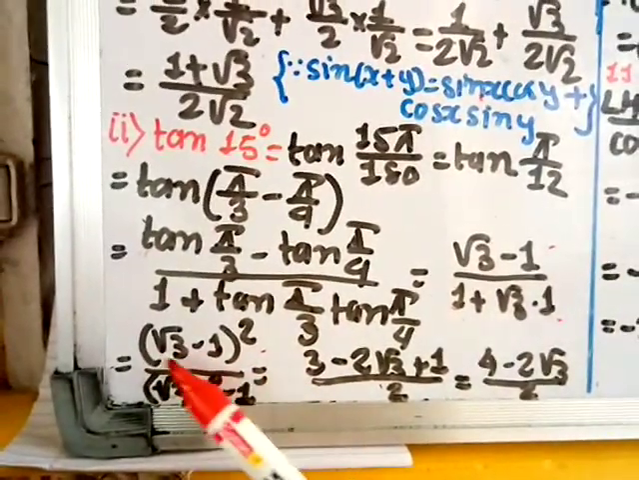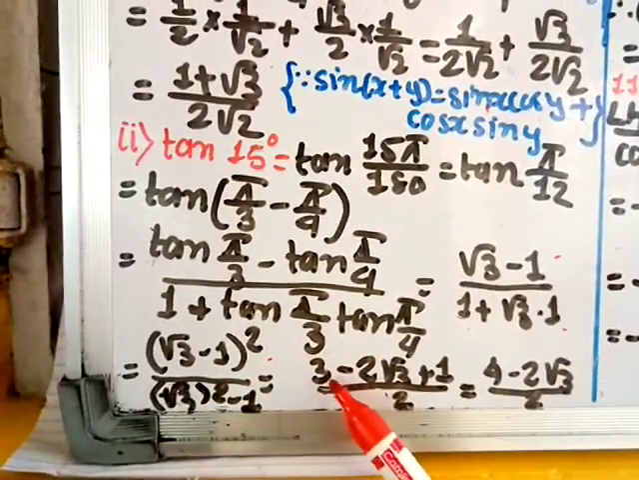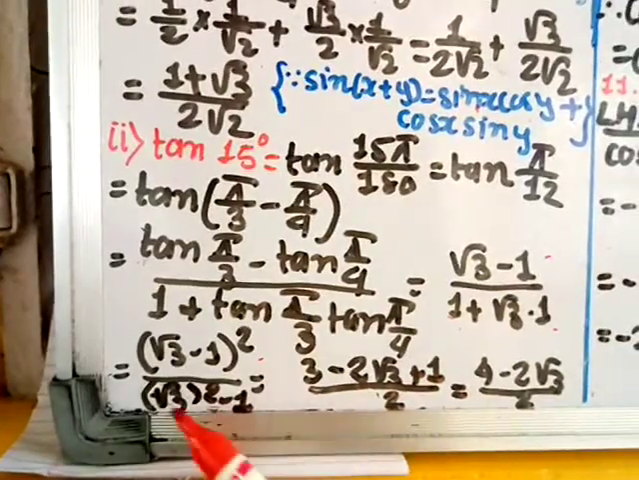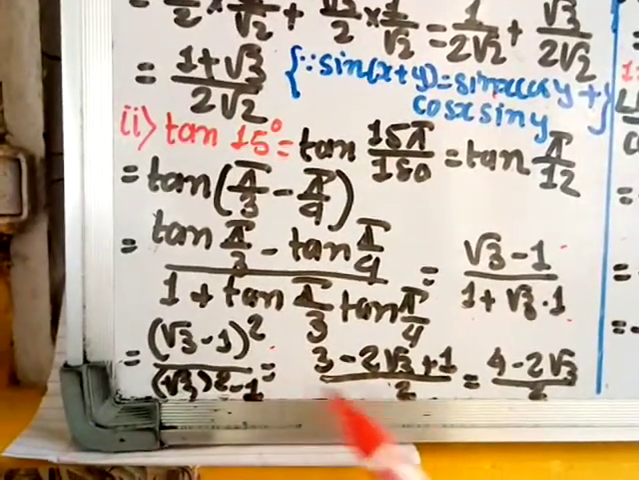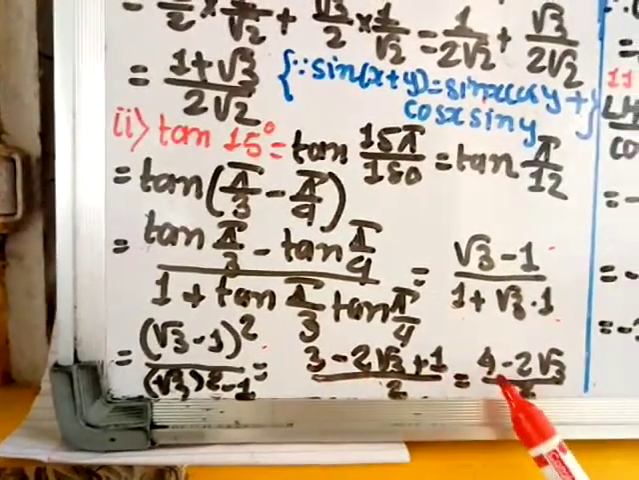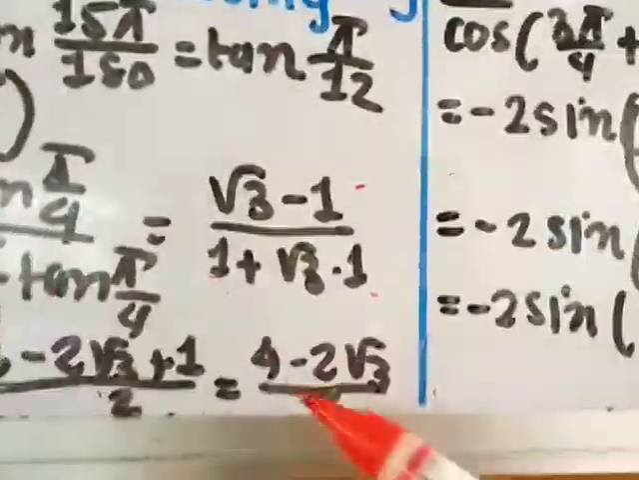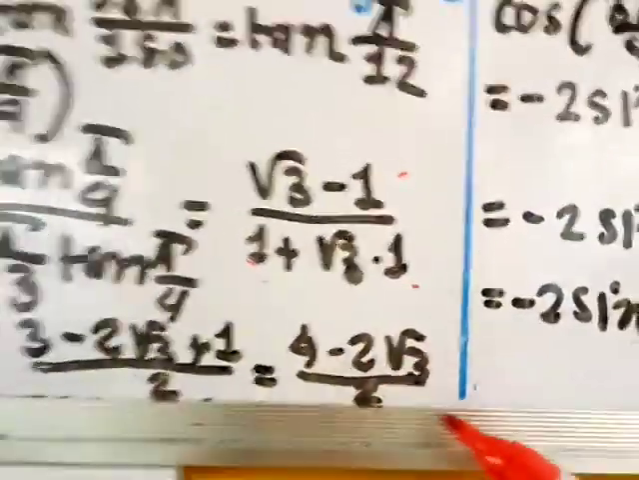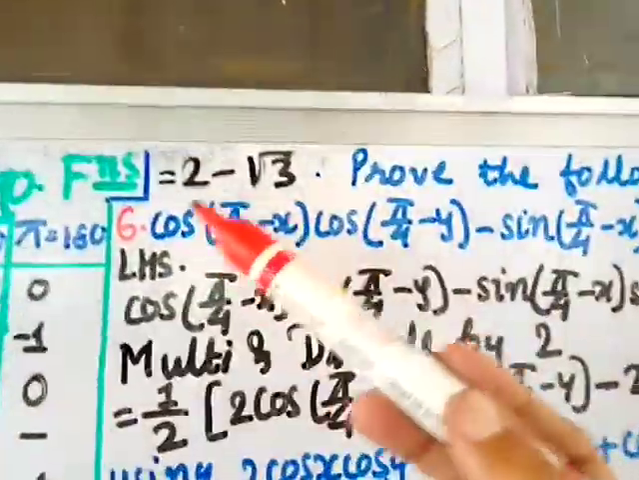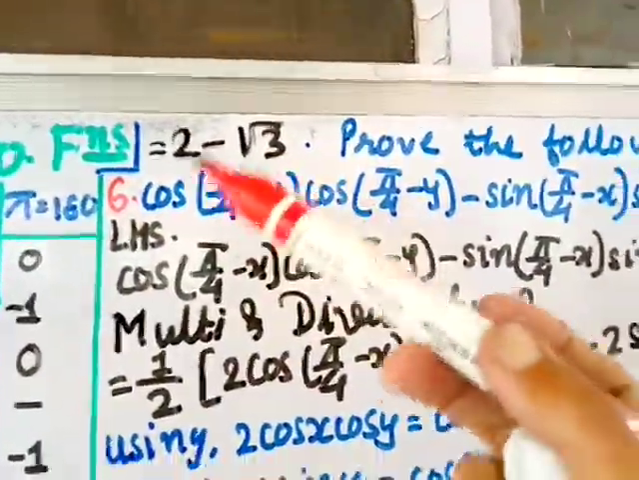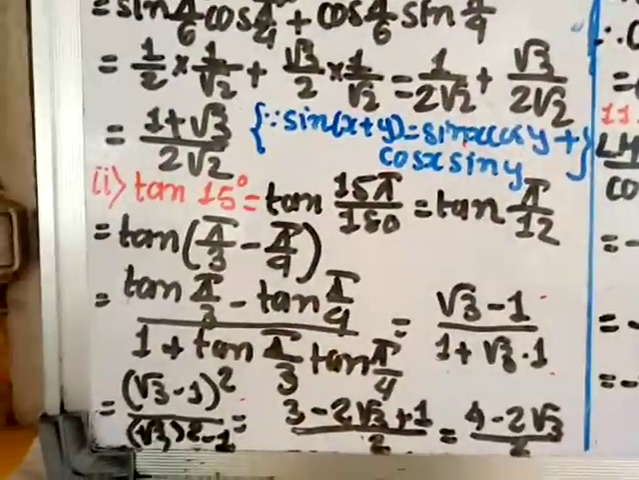This I am expanding using a minus b whole square. So root 3 square is 3, minus 2 root 3, plus 1. Root 3 square is 3, minus 1, which gives you 2. 3 plus 1 is 4, minus 2 root 3, by 2. Divide 4 by 2 and 2 root 3 by 2. When you divide 4 by 2, you get 2, and 2 root 3 by 2 gives root 3. So I have directly written here 2 minus root 3. That is the answer or solution for question number 5, Roman number 2.